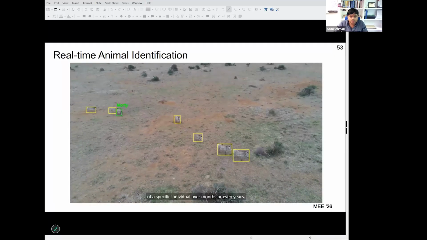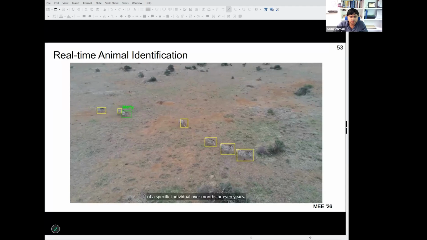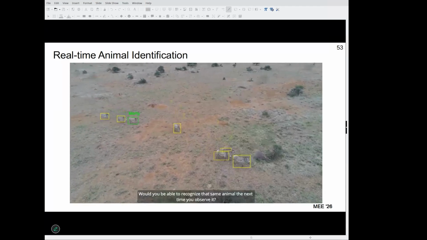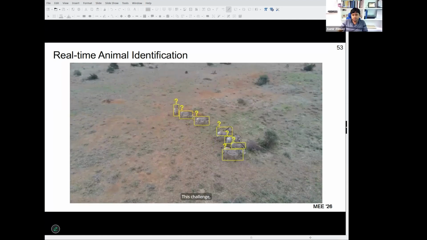Can you hear the individual audio? Yes. Will you be able to recognize the same animal the next time you observe it? Yes.